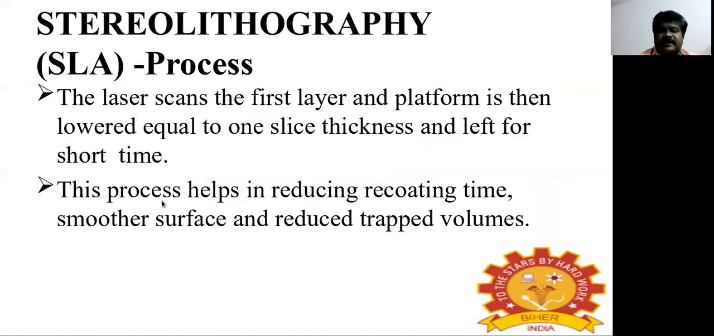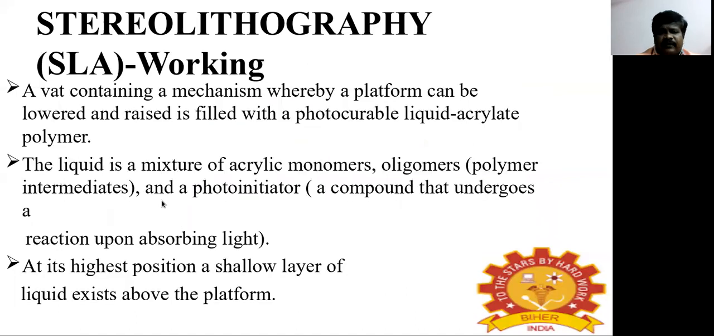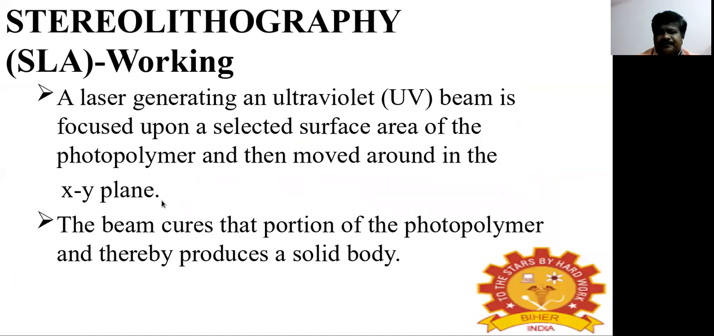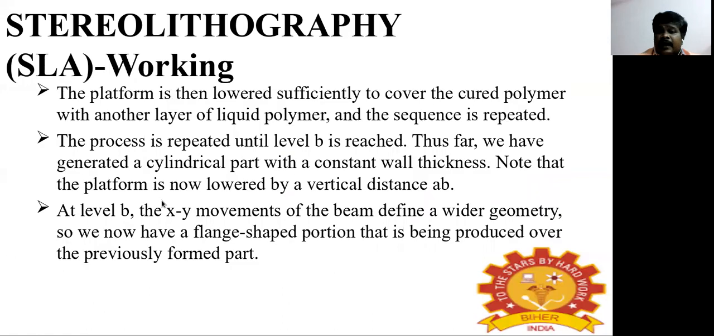Till the leveling is achieved, we go for this process, till level B is achieved. So the generated cylindrical part will also have a constant wall thickness. Then the platform will be lowered by the vertical distance AB. At B, if we take the XY movements of the beam, it will define the wider geometry.